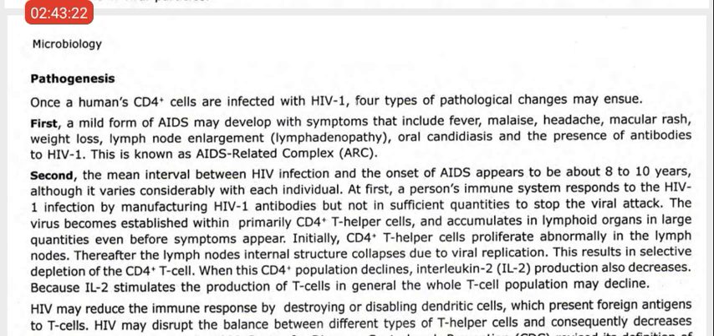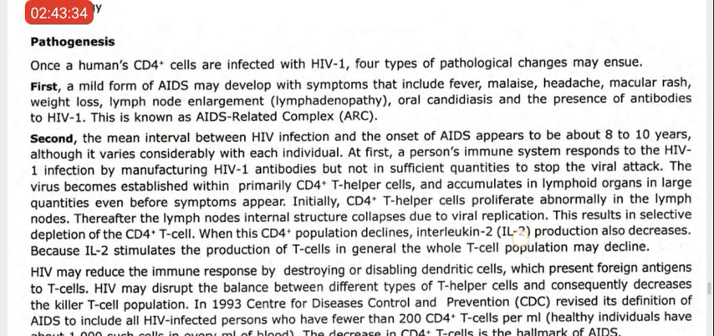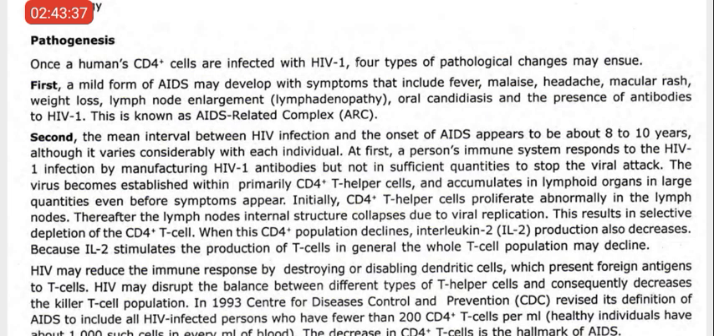Second, the mean interval between HIV infection and the onset of AIDS appears to be about 8 to 10 years, although it varies considerably with each individual. At first, a person's immune system responds to the HIV-1 infection by manufacturing HIV-1 antibodies, but not in sufficient quantities to stop the viral attack. The virus becomes established within primary CD4 plus T helper cells and accumulates in lymphoid organs in large quantities even before symptoms appear.